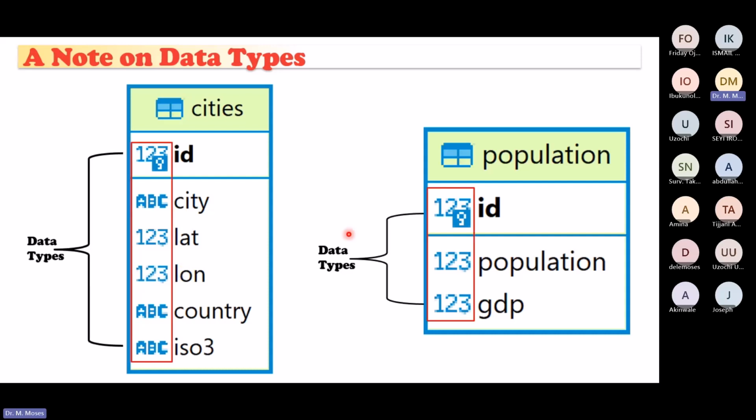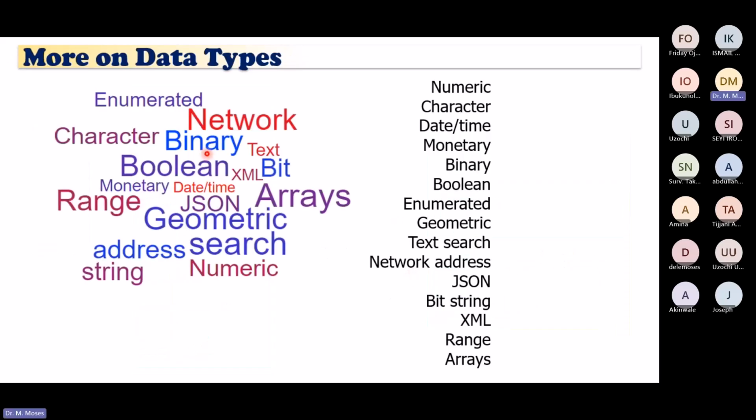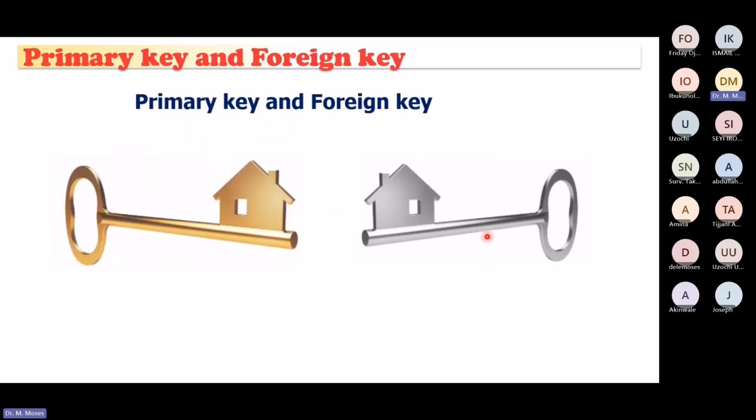So let's look at this. These are what we refer to as data types. Now, these are examples of data type: numeric, character, date and time for storing date and time, monetary, binary, Boolean for storing values that are true or false, geometric, like we'll see in our spatial database management, text, and so forth. So you have different data types, and it's very important you define the data type for each column of your table. Next is the concept of primary key and foreign key.